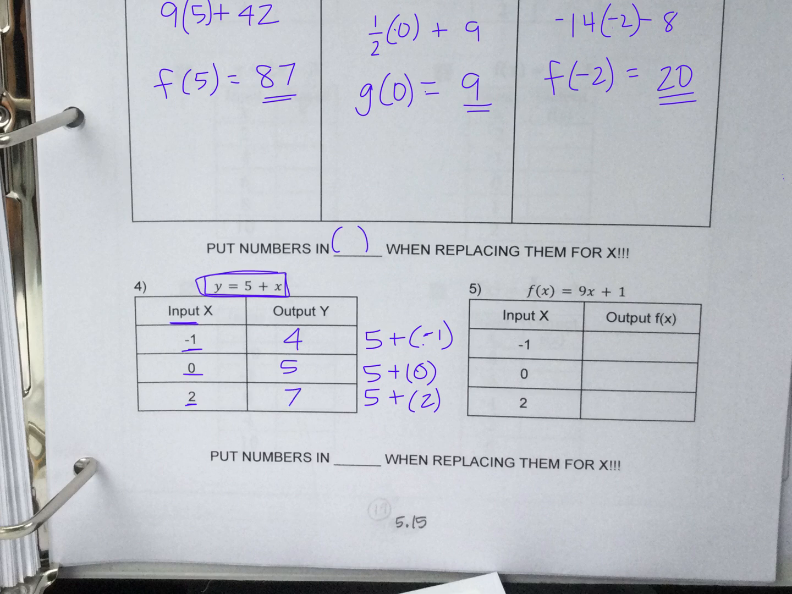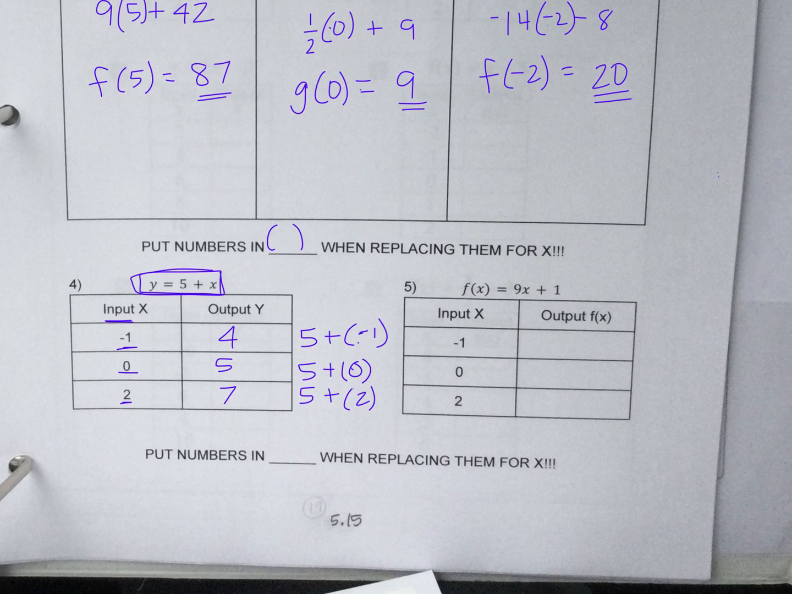Okay, we're going to do this one again. This time, my rule is the function of x is 9x plus 1. And I'm going to input the same numbers. I'm going to have to do it for each one of these. I'm going to erase the x in the first one, and I'm going to plug in this -1 in parentheses. 9 times -1 plus 1. Type that in your calculator, gives you a -8.